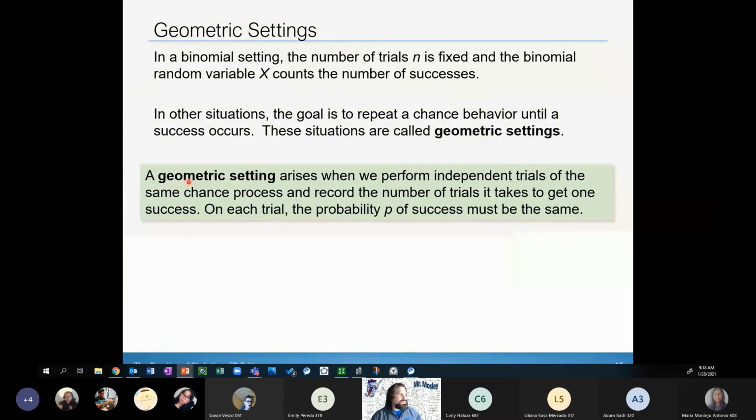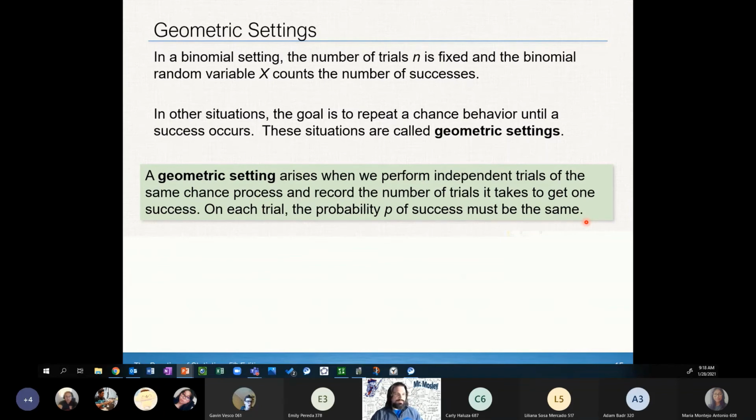A geometric setting arises when we perform independent trials of the same chance process and record the number of trials it takes to get one success. On each trial, the probability p of success must be the same. The difference between this and a binomial setting is that this doesn't have a fixed number of trials, but we have an end point when I get my first success.